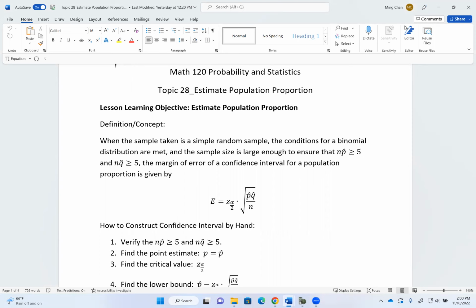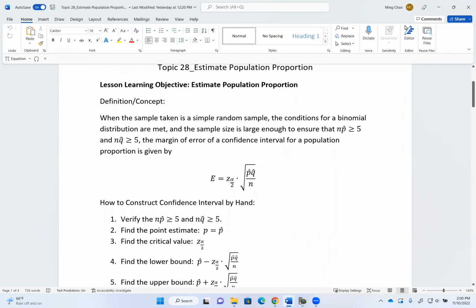So when a sample taken is a simple random sample, the conditions for a binomial distribution are met, and the sample size is large enough to ensure that n times p hat is greater than or equal to 5, and n times q hat, which is 1 minus p hat, is greater than 5. The margin of error of a confidence interval for a population proportion is given by.